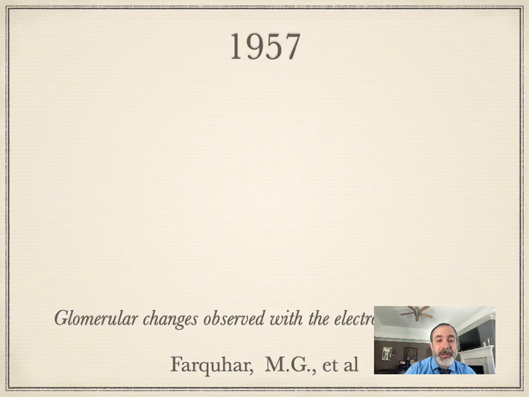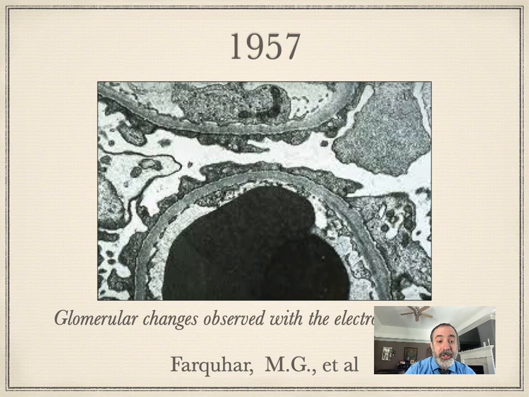With the appropriate numbers of biopsy specimens now flooding into labs across the country, the second half of the 20th century saw the onset of the electron microscope as an adjunct in the evaluation of kidney biopsy. Indeed, it was in 1957 when Farquhar published Glomerular Changes Observed with the Electron Microscopy. And for the first time, one could see the structures of the glomerulus magnified thousands of times.